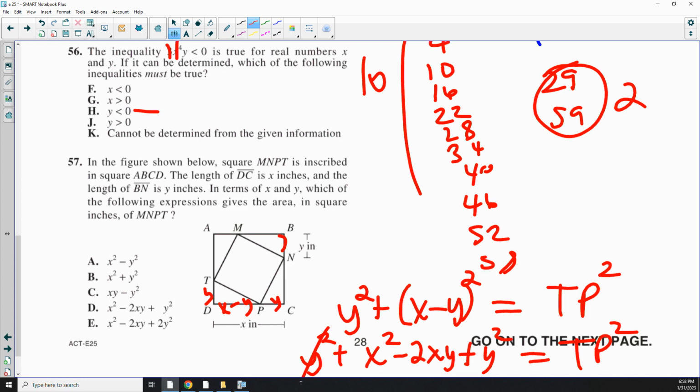Now the two y squareds add together, and I'm going to be clever and tell you that that's the answer, because that's what TP squared is, and that's the area of this inner square. So the answer is E.